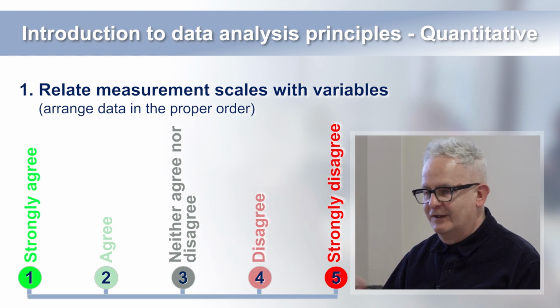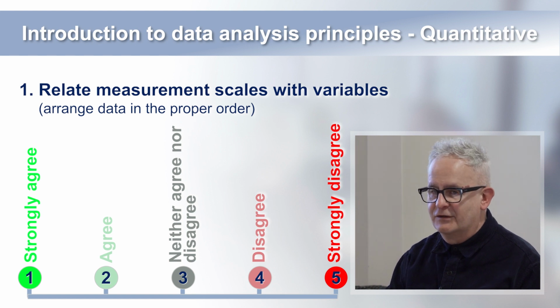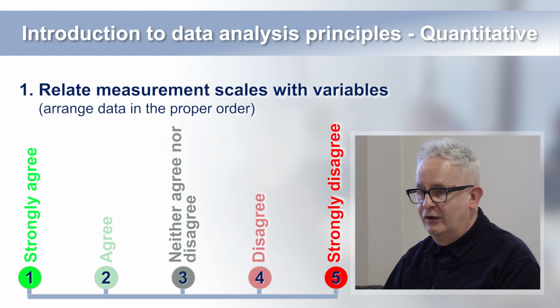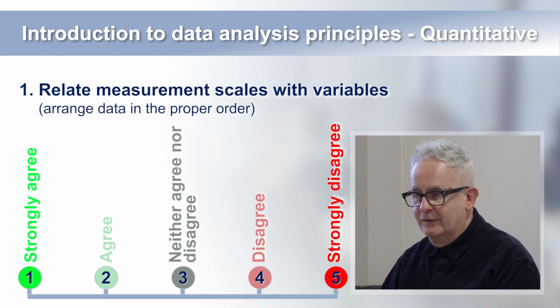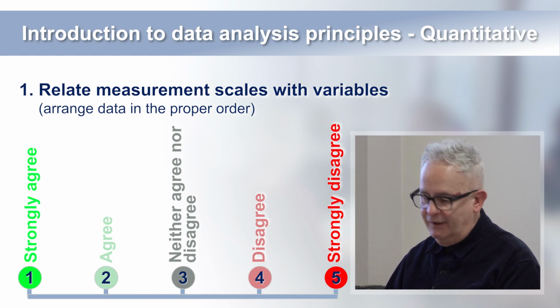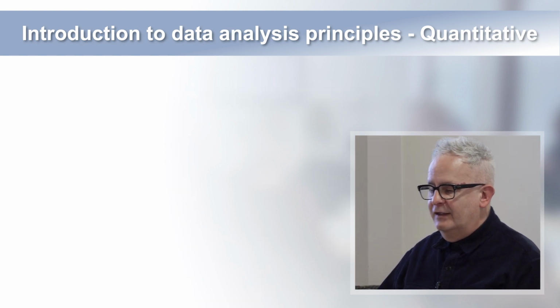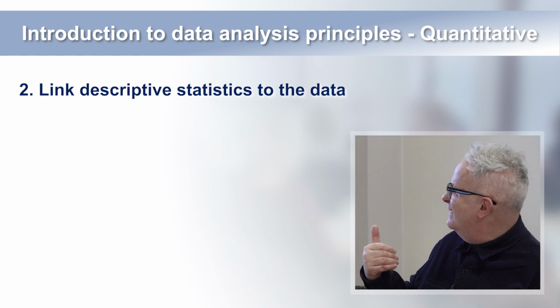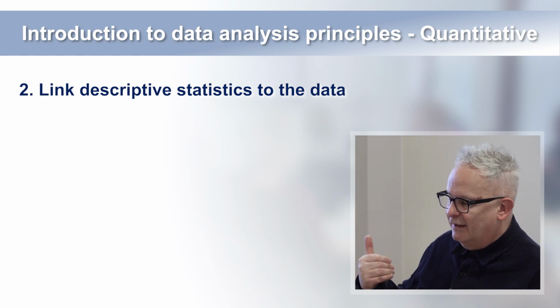Generally, the software does it for you, but always just check. The first thing you do is a visual check. Just make sure the headers are all in place and they are in the order that you'd expect them to be. The data makes sense, okay? The raw data makes sense. So then you need to link descriptive statistics to the data. What do we mean by that?